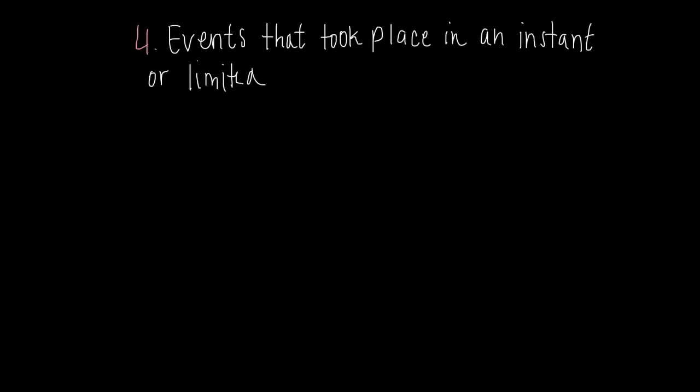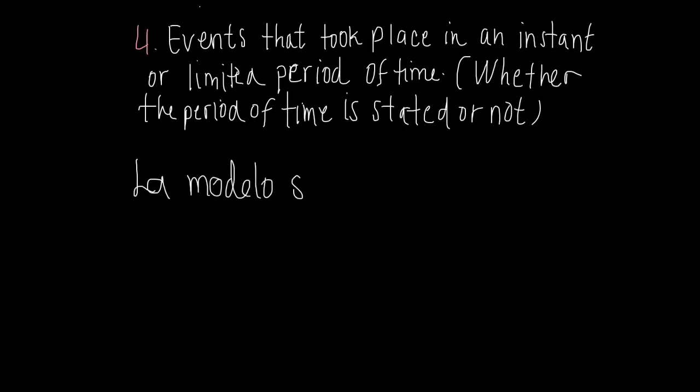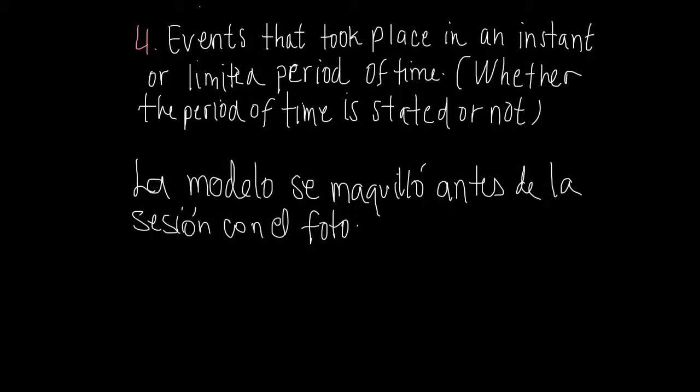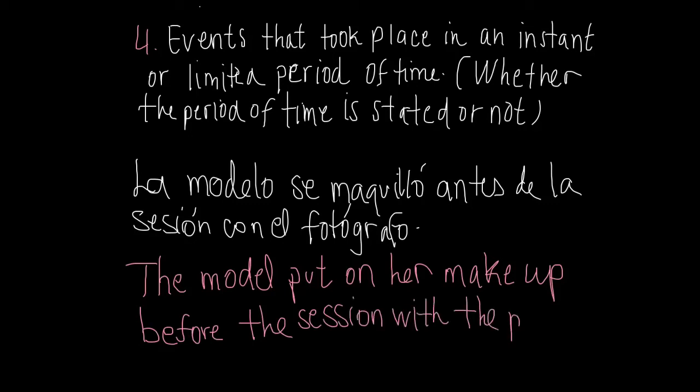The fourth use of the pretérito is to talk about events that took place in an instant or limited period of time. And it doesn't matter if this period of time is stated or not. So, for example, la modelo se maquilló antes de la sesión con el fotógrafo. All we know is that she put makeup on and the action already finished. The model put on her makeup before the session with the photographer.